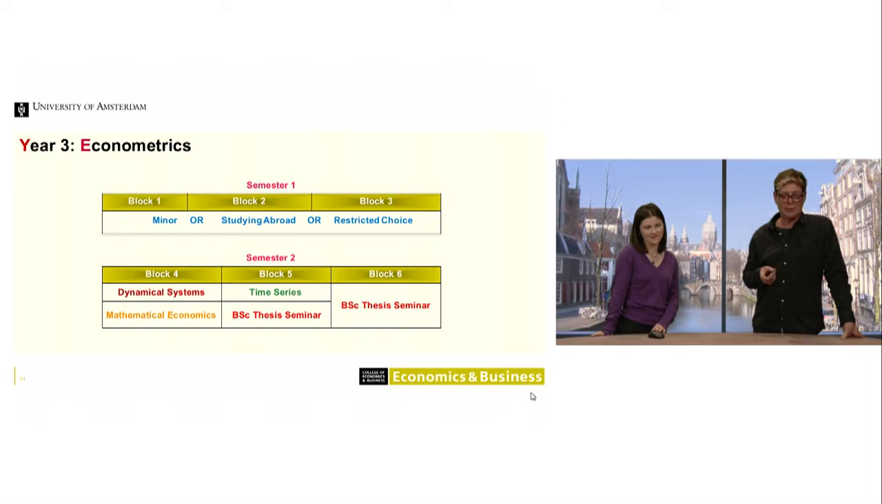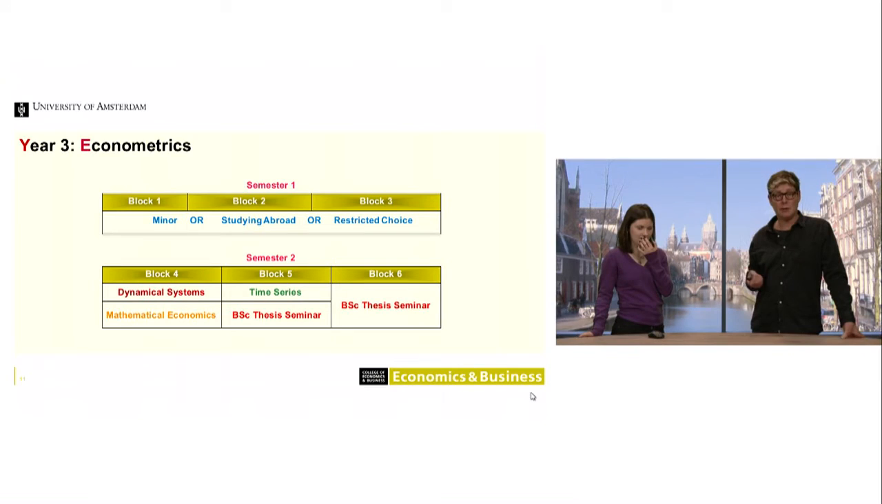So year 3. In econometrics, you have several possibilities. In the first semester, we opened it up in the sense that you could do a minor somewhere else. You could do a minor in programming, or you could go studying abroad.